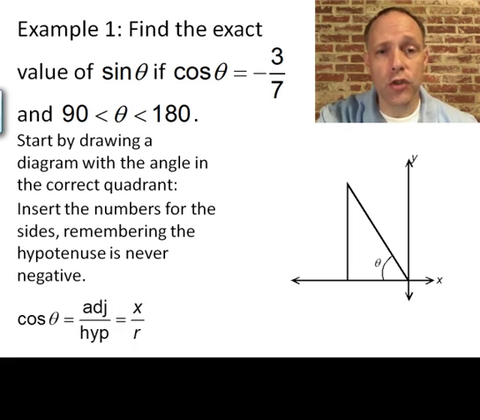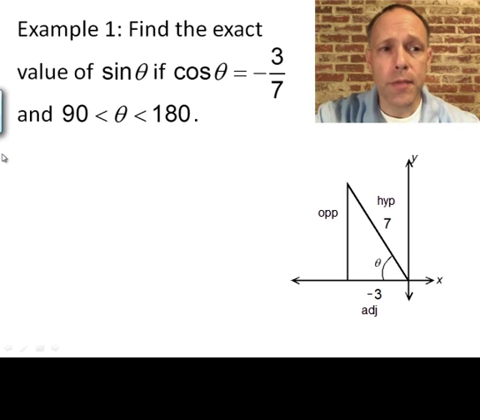Refer back to the cheat sheet, and we know that cosine is adjacent over hypotenuse, or if you prefer, x over r. I know that the hypotenuse is never negative, so that means that the negative sign on that -3/7 must belong to the 3. The diagram also forces that issue as well, since 3 is an x value and it's on the left side of the y-axis, it must be negative.